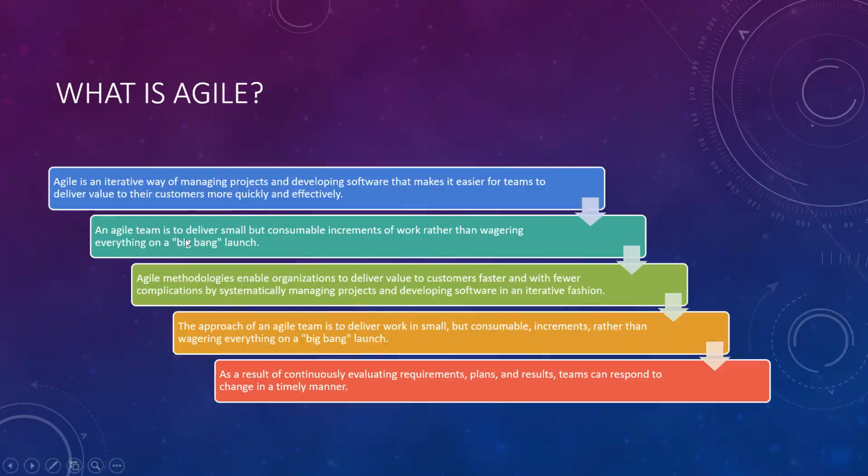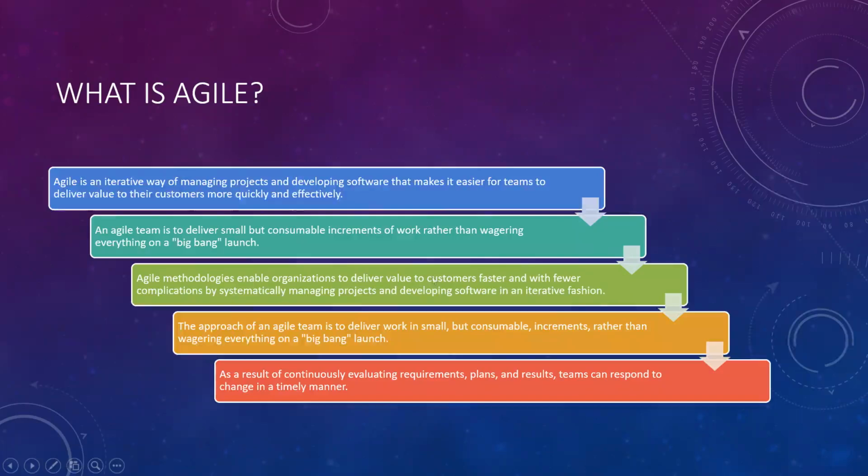So here you can see in Agile, the team is to deliver small but consumable increments of work rather than banking everything on a big bang launch. As we discussed, big bang is where everything will be delivered at once, but there are a lot of challenges in it. If we have continuous requirement changes, then big bang delivery is not possible. You cannot make all the changes and roll everything out to the customer. That is quite tedious and very challenging. But in case of Agile, it's incremental work that we are going to do and deliver as part of the schedules that we define.